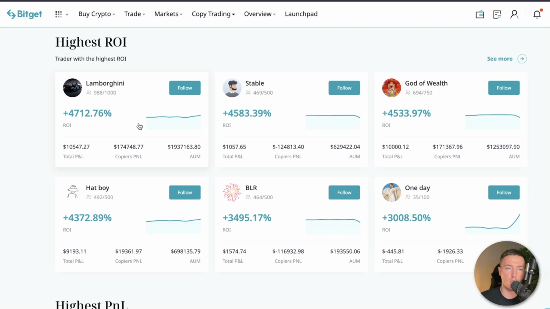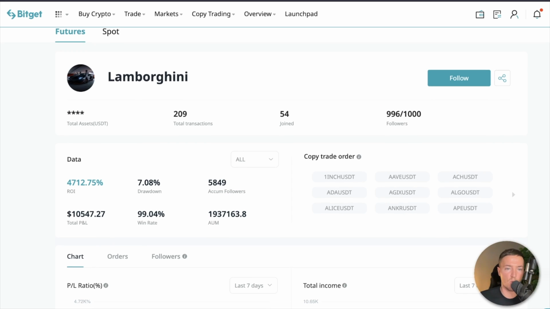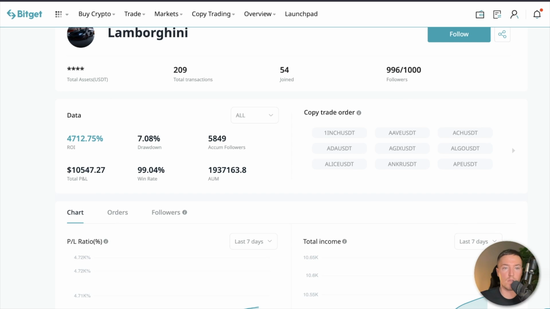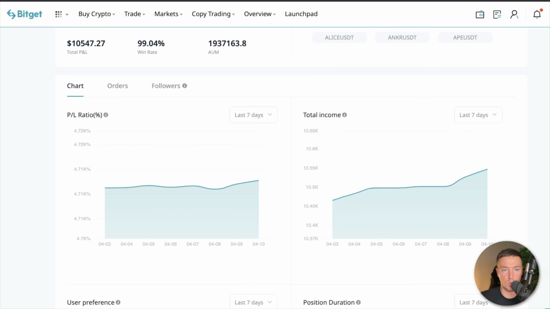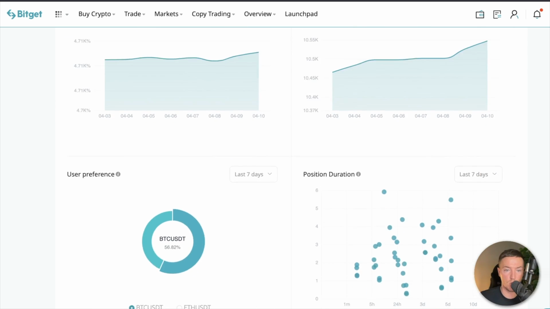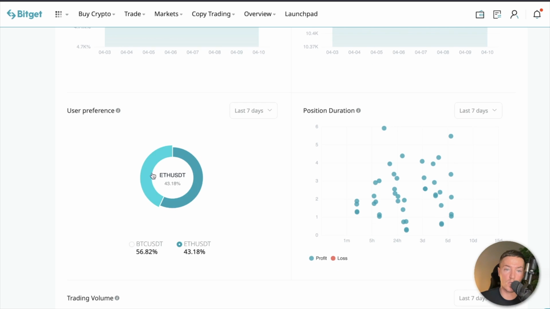But if we click in, we can see more information on this. Let's look at the first one, which is Lamborghini, and this breaks down what they're trading, how they're trading, what they're like, the win rate, the drawdowns, the total profit and loss, the followers, total income, profit and loss ratio. You can also see the user's preference. This is the cryptocurrencies that are preferred to be traded by this trader.